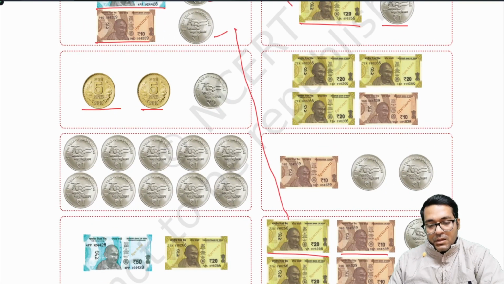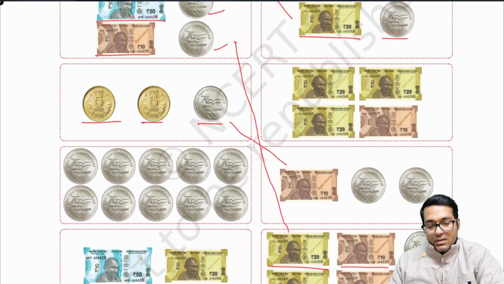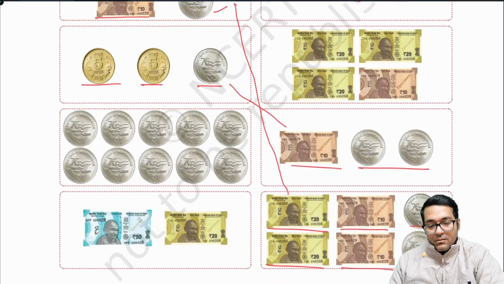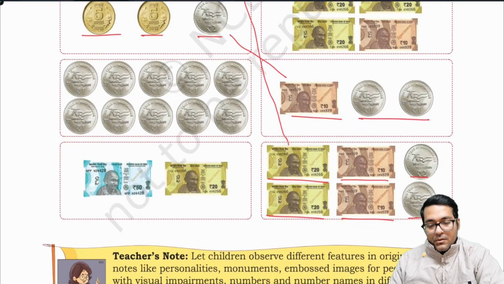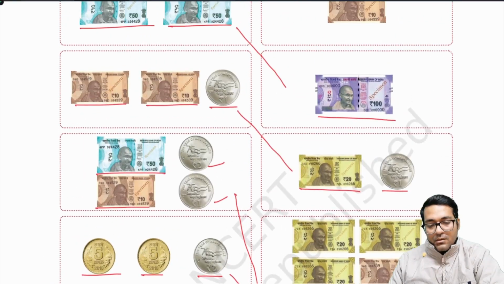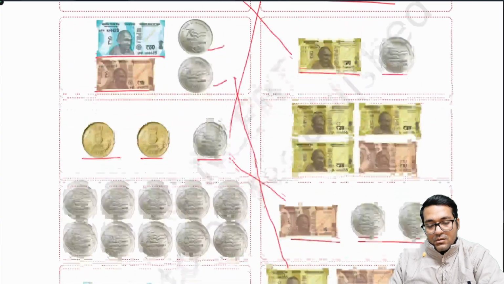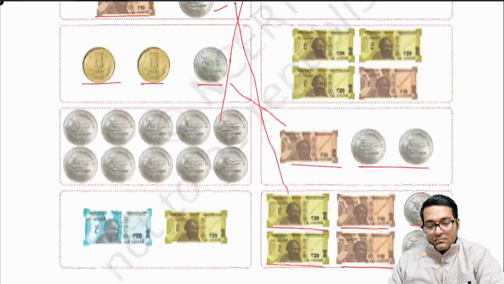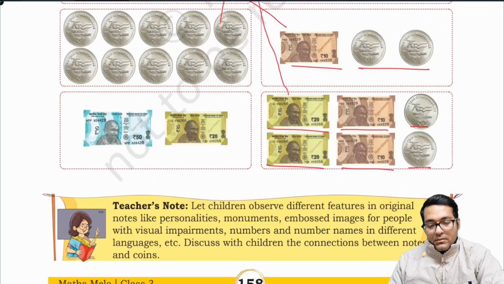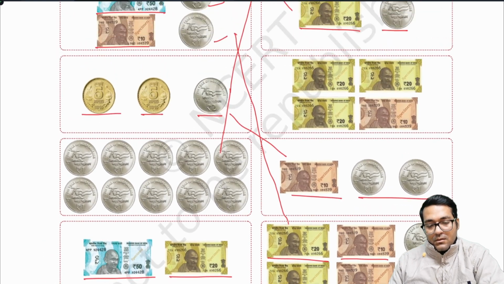5 rupee and 2 rupee, 12 rupee. You can see 10 rupee and 2 rupee, 12 rupee. 10 coins of 1 rupee, that is 10 rupee, 1 10 rupee note. 50 rupees and 20 rupees, that is 70 rupees. 20, 20, 40 and then 20, 60 and 10, 70.